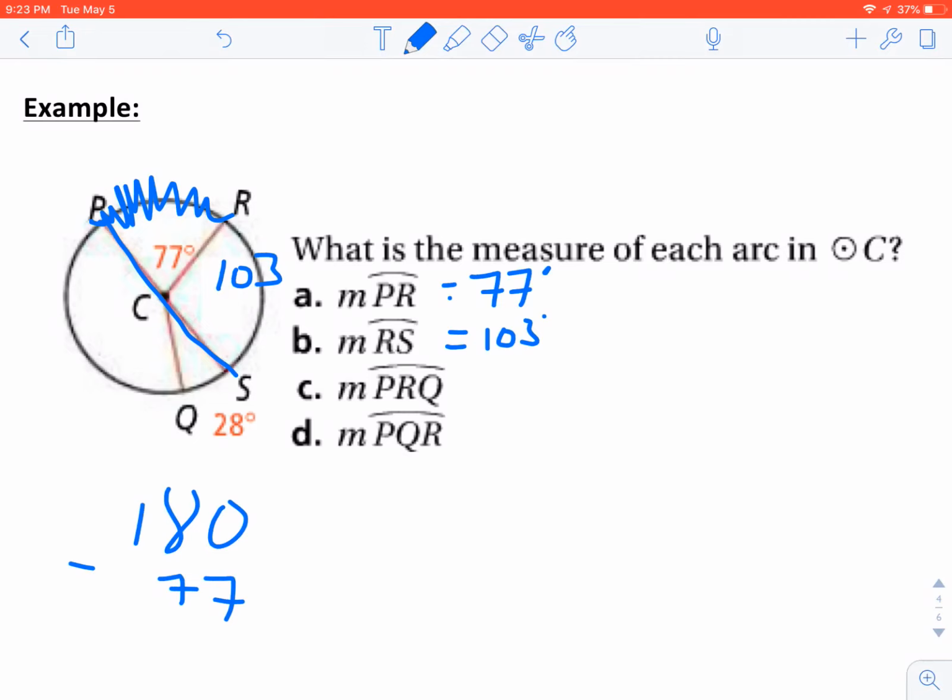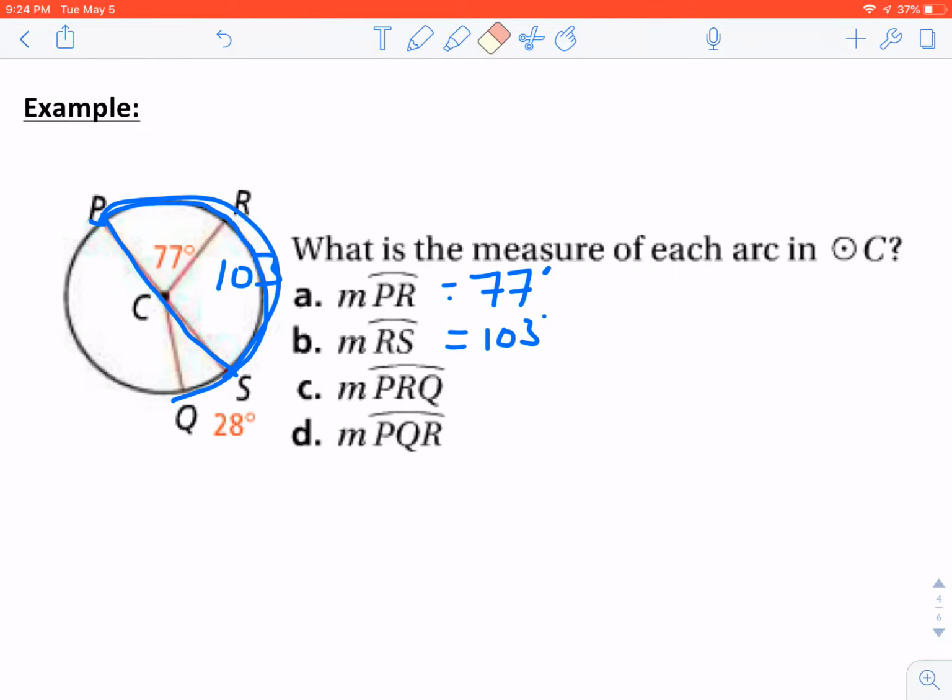Now, they want to know the measurement of arc PRQ. Let's erase some of the stuff here. Okay, well, you could add 77, 103, and 28 all up to get your answer. You can actually work a little bit faster. You know PRS is 180. I'll just add 28 to 180, and when you do that, you get 208. And again, I did my 180 degrees plus the 28 degrees to get my full arc of PRQ.